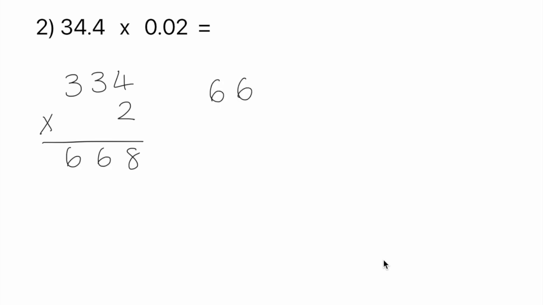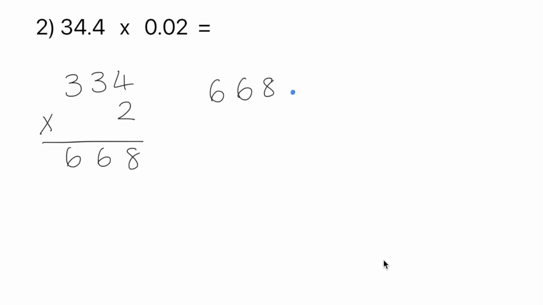I'm going to do one more example of this question, which will be 34.4 times 0.02. So like we did before, we changed them to whole numbers, so 334 times 2. So 2 times 4 is 8, 2 times 3 is 6, and then 2 times 3 again is 6. So the answer we have is 668.